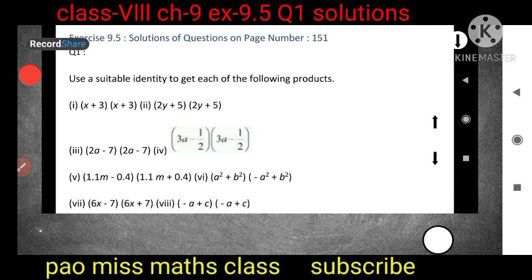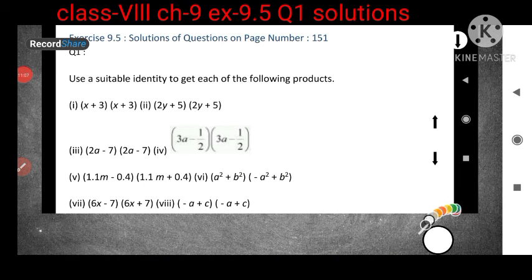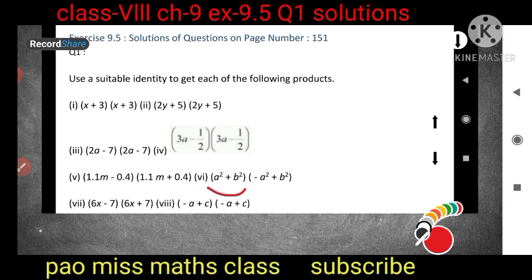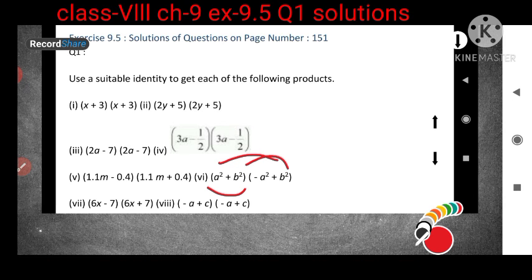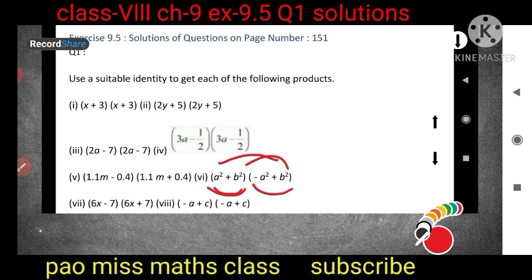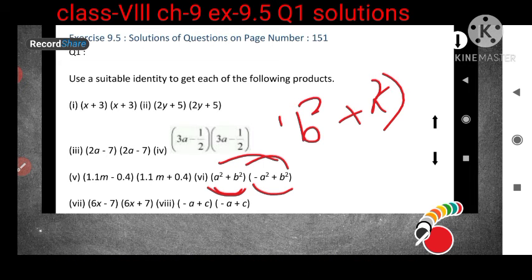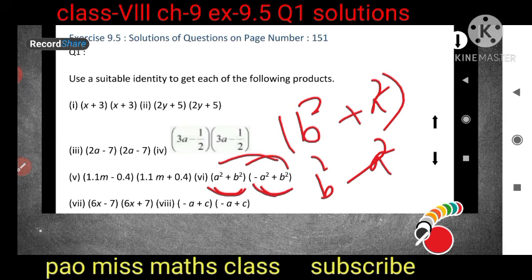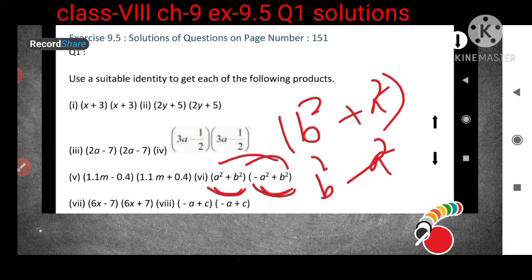Question number 6 is given: a square plus b square. What are the terms here? a square and b square are the two different terms. Here all are positive, and in the other a square is negative. That means we can write b square plus a square, and the other will be b square minus a square, because in the second term a is negative, and in the first term both are positive.